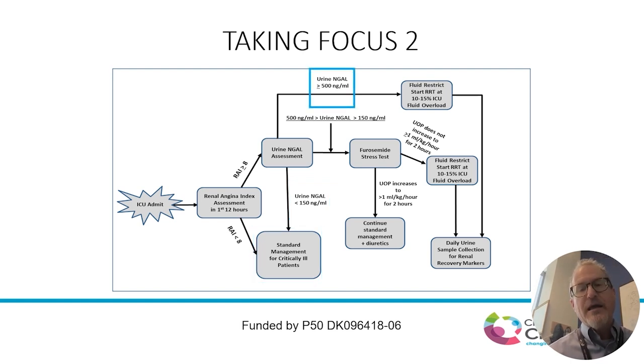If the NGAL is less than 150, the patient gets standard management. They have low risk. If it's greater than 500, then our ICU has agreed to fluid restrict or consider renal replacement therapy if the patient gets to greater than 10 to 15% ICU fluid accumulation. If the patient has a middle, moderate NGAL, then they get the furosemide stress test, a standardized dose of furosemide. If they don't have a brisk urine output response, then they go down the fluid restriction, CRT consideration pathway.